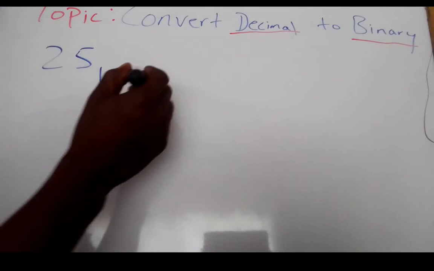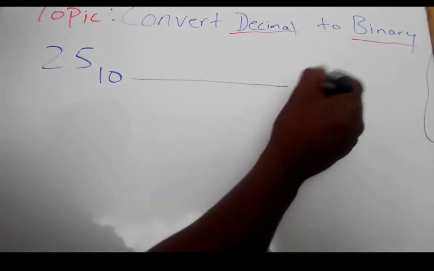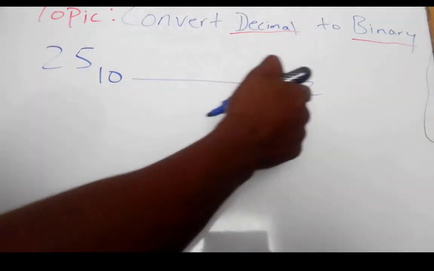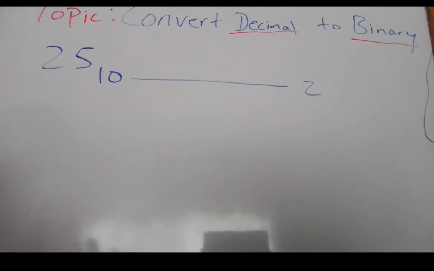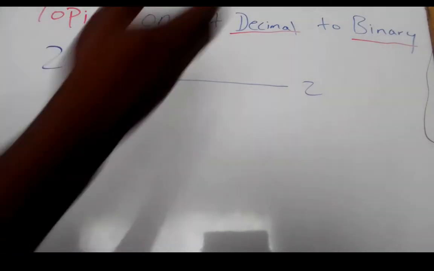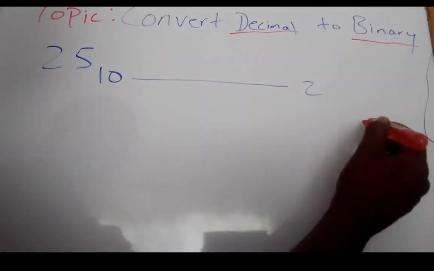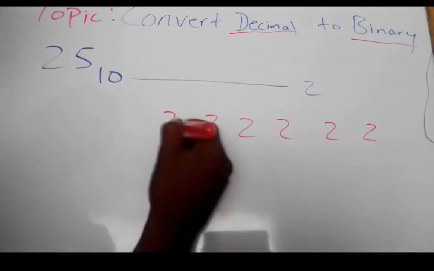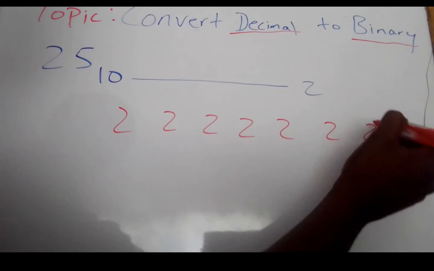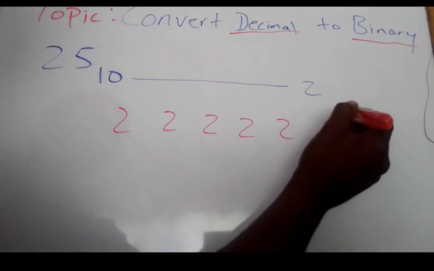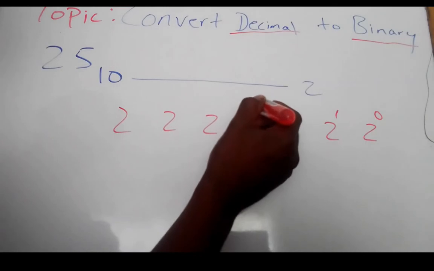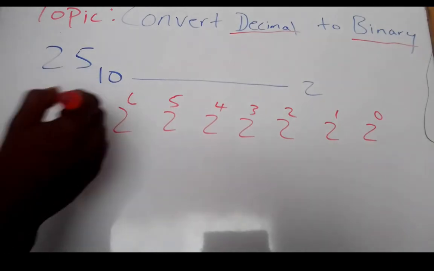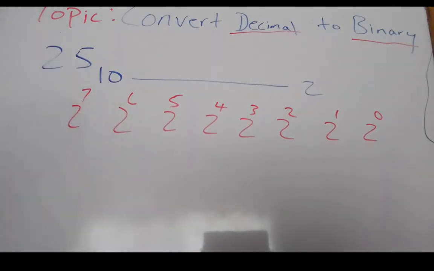And you want to convert this decimal number into binary. So we know that binary is base 2. Since we are dealing with base 2, we're going to use the base 2 to do some calculation. So we're going to have 2 to the 0 power, 2 to the first power, 2 to the second power, 2 to the third power, 2 to the fourth power, 2 to the fifth power, 2 to the sixth power, 2 to the seventh power.